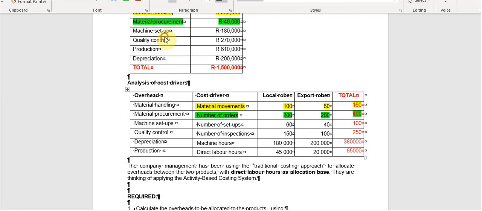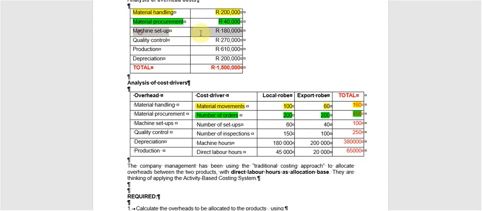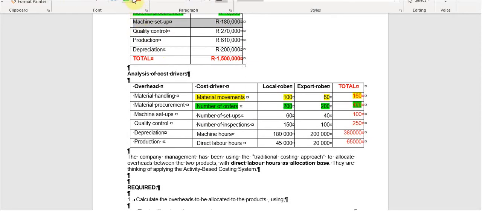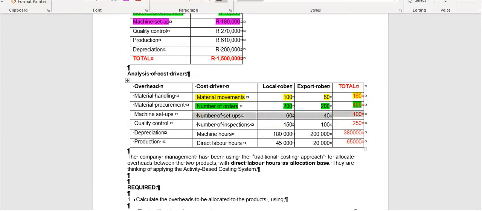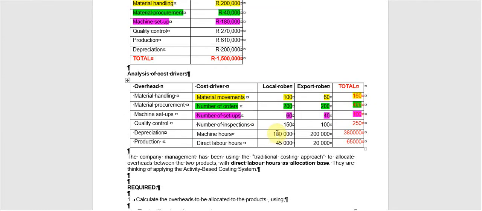Right, then we have machine setups. And that should go with the number of setups. So I will highlight those in a similar color. So I know, for example, that the purple must go with the purple cost driver. So now there will be a calculation for each little overhead.